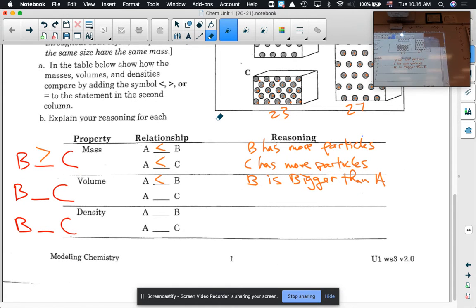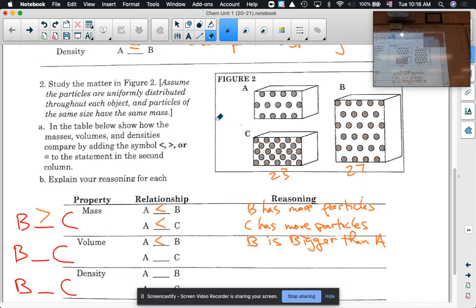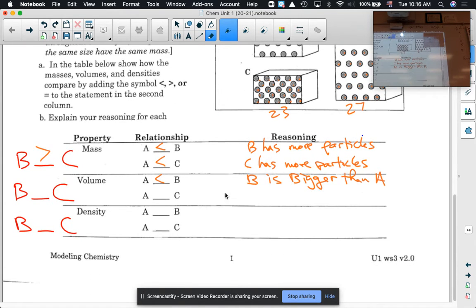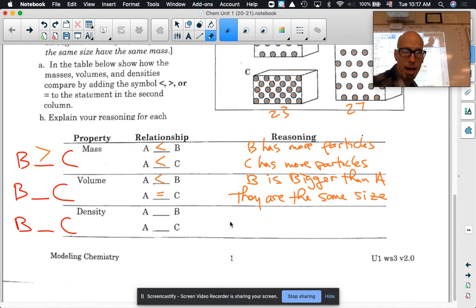How about comparing A and C? Volume-wise, I hope you see that they are equal to each other. They are the same size. Again, size is space, which is how much volume they have.